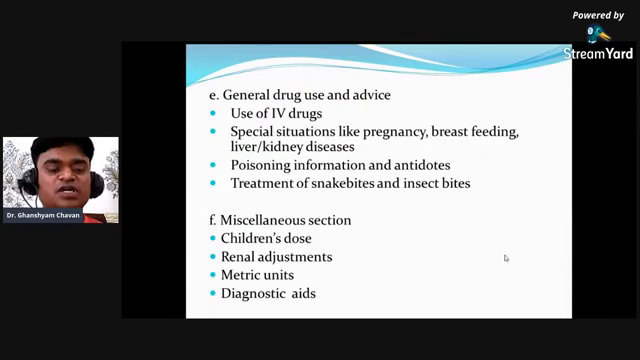I hope you understood. Metric units. We should use the proper metric units, for example gram, milligram, or unit, international unit, IU.